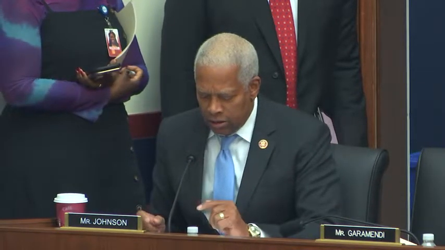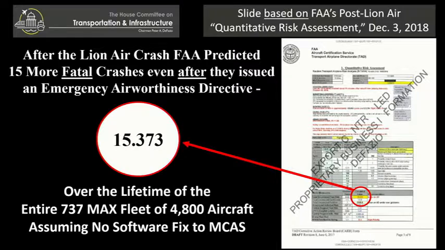And Mr. Dixon, I'd like to direct your attention to it. In December of 2018, about 1 month after the Lion Air Flight 610 crash, the FAA performed this risk assessment that calculated the likelihood of future 737 MAX crashes caused by the erroneous MCAS activation. Is that correct? Yes, sir, it's correct. And this is the report that issued from that analysis, correct?